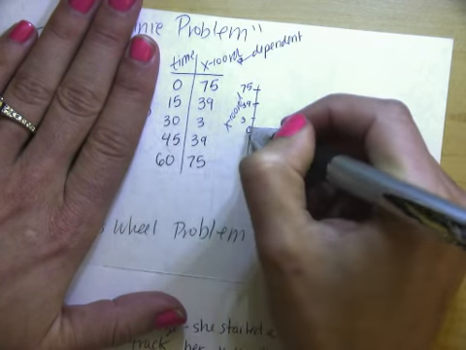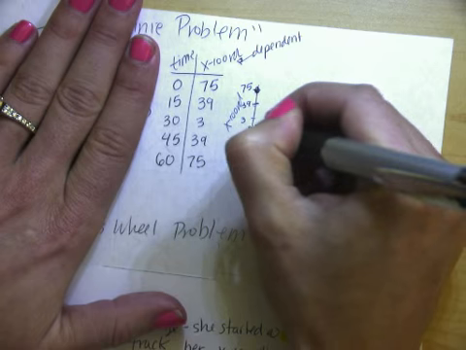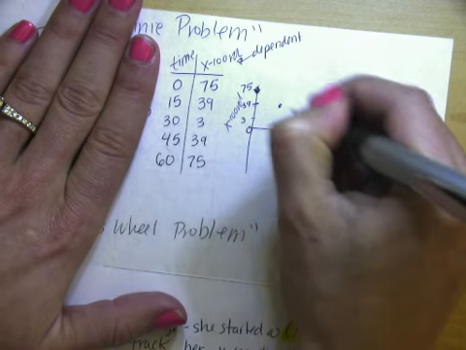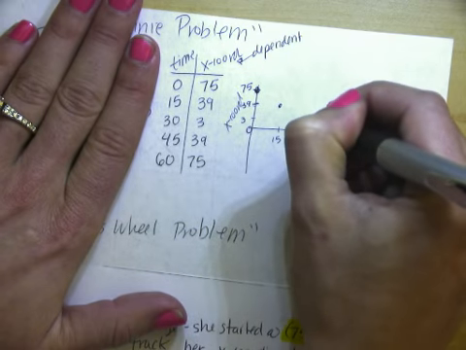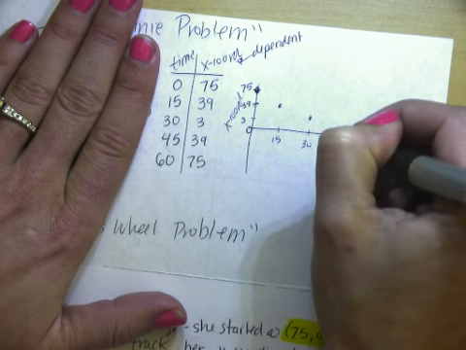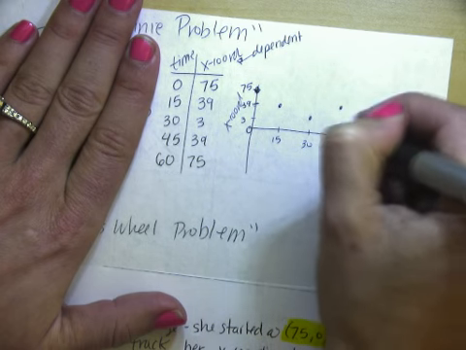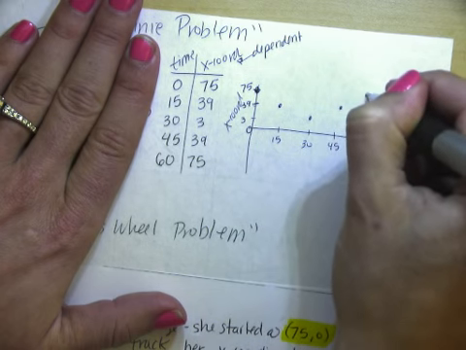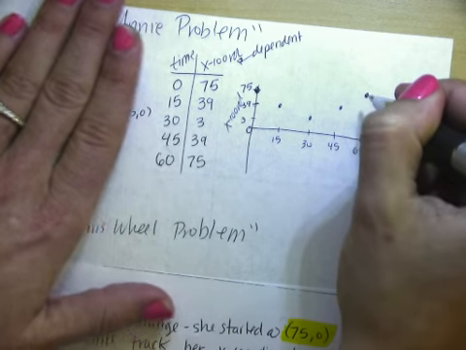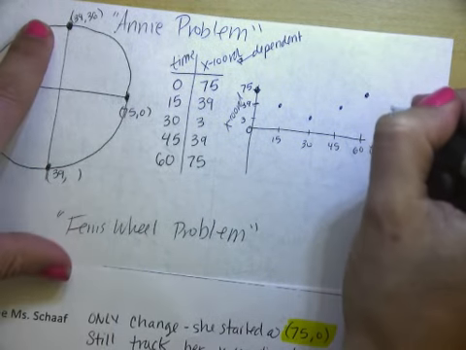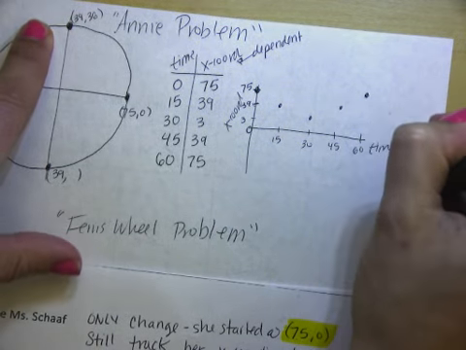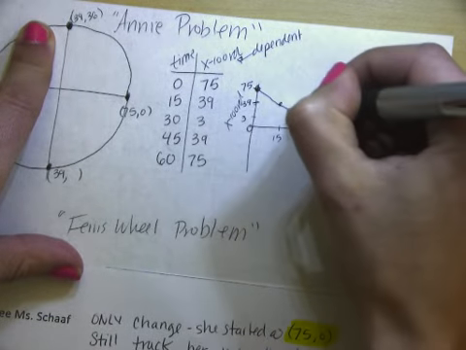Halfway between those values. So 0, 75, 15, 39. After 30 seconds, that's when she hit a low of 3. At 45 seconds, she was at 39. At 60, she was at 75. And again, like I said, if we kept going around here, she'd be back at 39, and it would keep repeating its values.